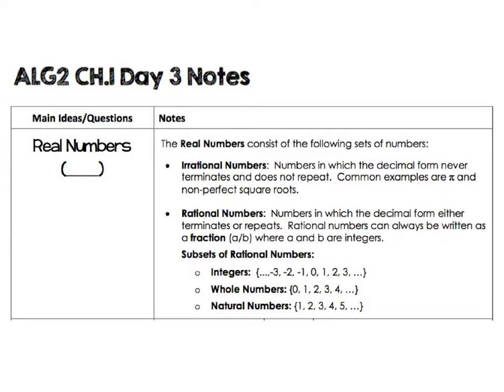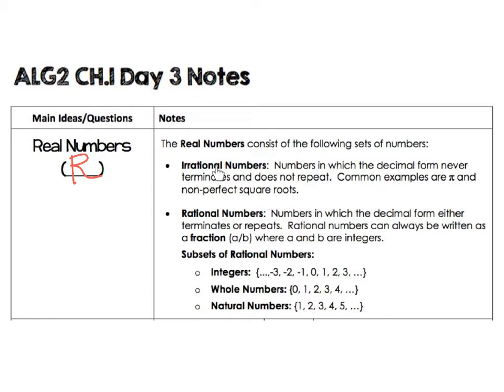When we talk about real numbers, we use a capital R to represent real numbers. Real numbers consist of the following sets of numbers. Irrational numbers are real numbers, and rational numbers are also real numbers. Irrational numbers are numbers in which the decimal form never terminates and does not repeat. Common examples of irrational numbers are pi, because it goes on forever, and non-perfect square roots.